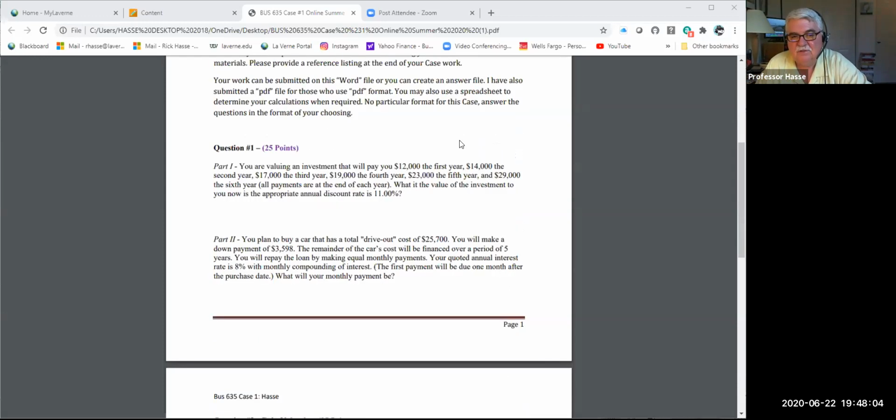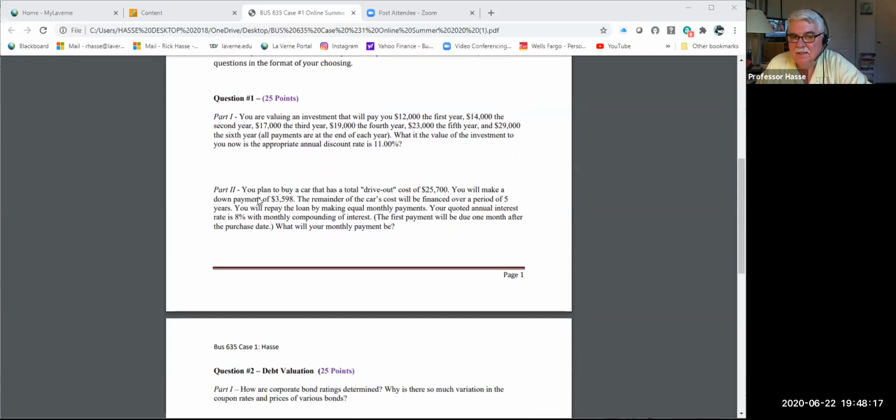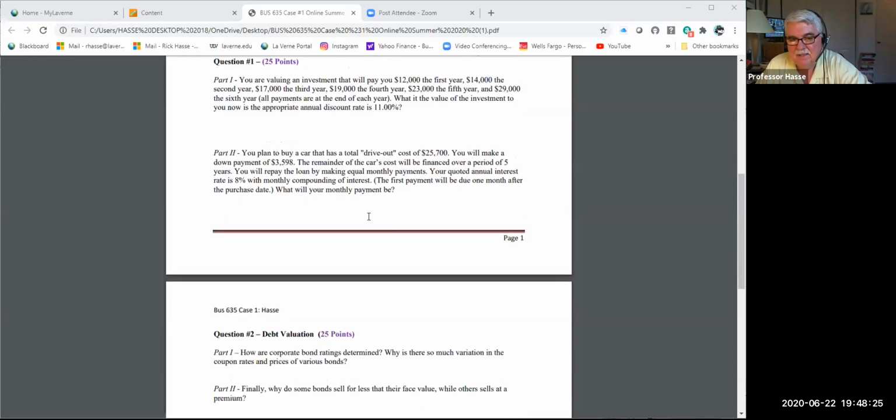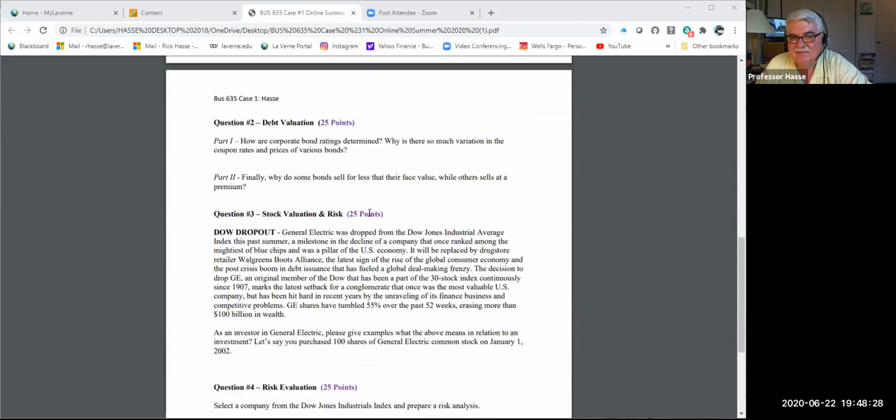So the first question has to do with present value and future value. A company has some cash flow going out in the future. What is its current value today? You plan to buy an asset. What is going to be your monthly payment on this asset? What is debt? How are bond ratings determined? What is the definition of it if bonds drop in face value? What happens when bonds lose value? What's going on?